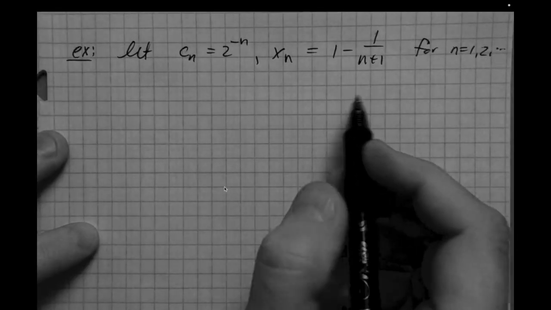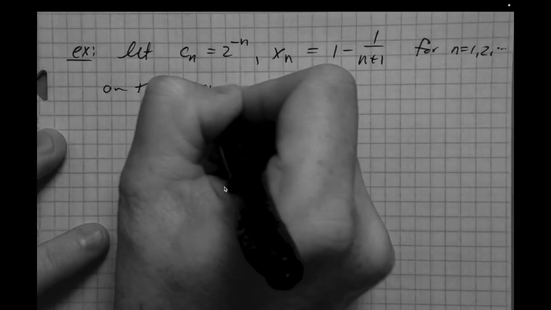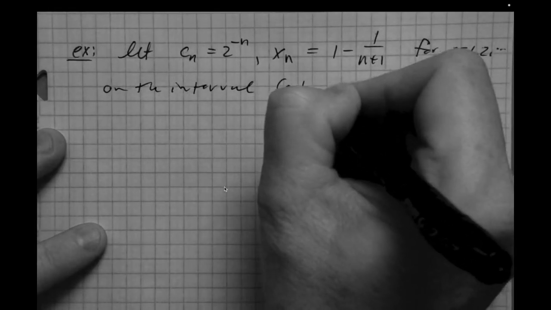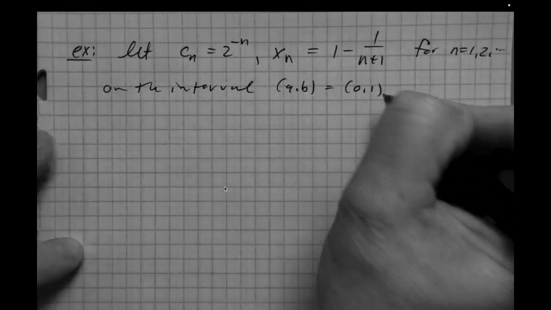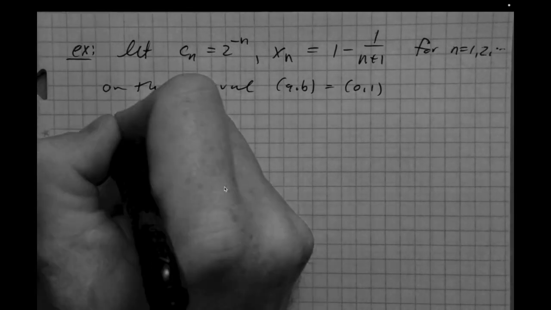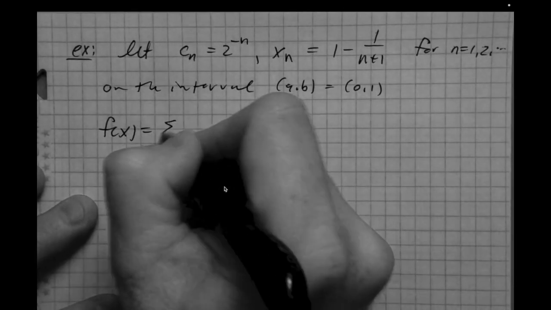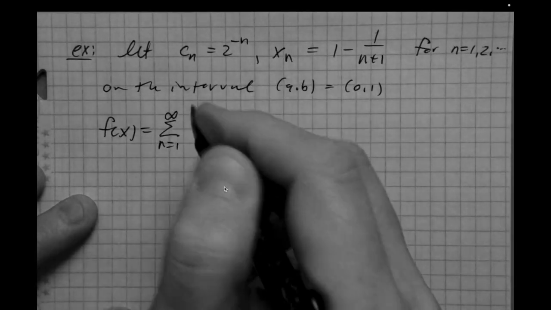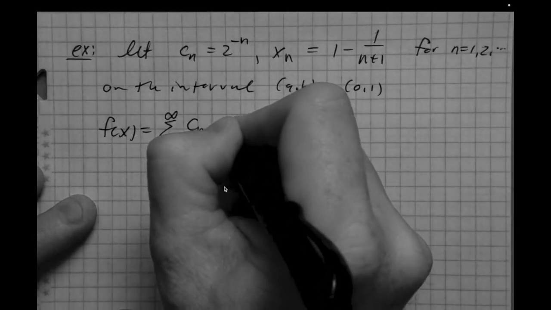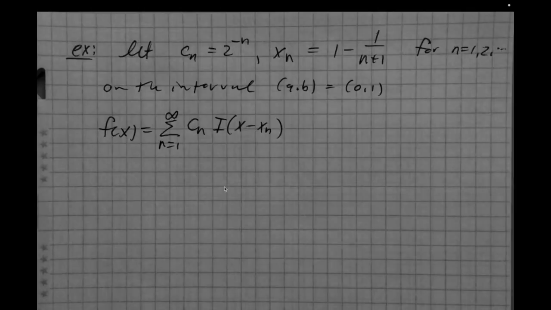And let's assume the interval that we're interested in is [a, b], here 0, 1. So this is going to be a lot of rational numbers inside of 0, 1. So here's the function again: f of x equals the sum from n equals 1 to infinity of c_n times I of x minus x_n. This is the function we just designed.